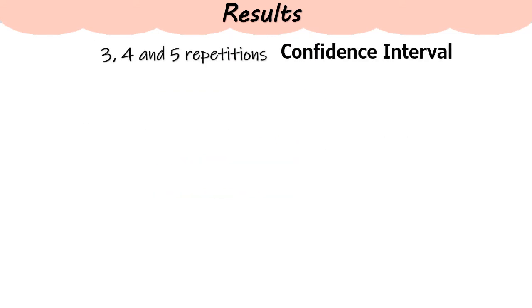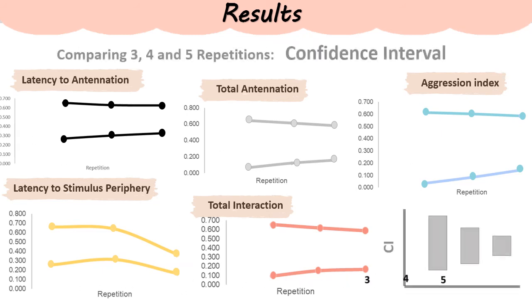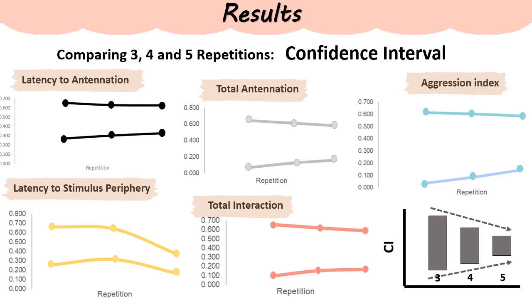The variable that has shown to be the most affected by increasing repetitions was the confidence interval. Here, we see plotted the maximum and minimum of confidence interval values for each variable for each set of repetitions. For all the variables, we see a pattern that increasing repetitions lower the range of confidence intervals, resulting in a more narrow confidence interval with 5 repetitions, which in turn can represent that our studied behavior variable is closer to representing the real behaviors displayed by the individual.